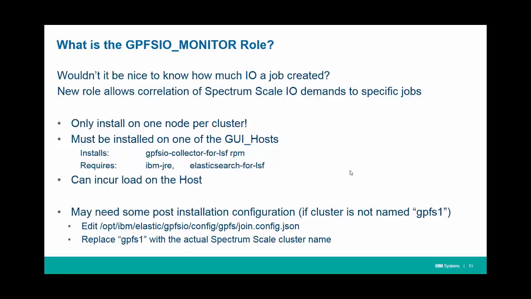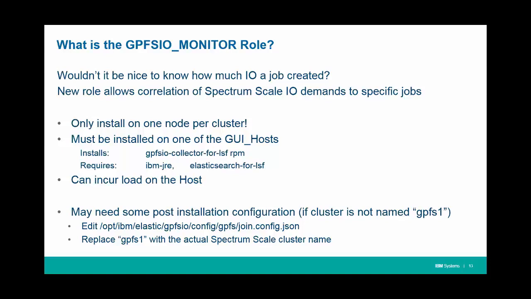This role is installed on only one node per cluster, and it has to be installed on one of the GUI host machines. It's going to install this particular RPM here, and it requires the IBM JRE as well as the Elasticsearch for LSF. One thing to note: if your Spectrum Scale cluster is busy, this will create load on the host. So I would recommend using this on, say, perhaps one of the secondary or tertiary GUI hosts.